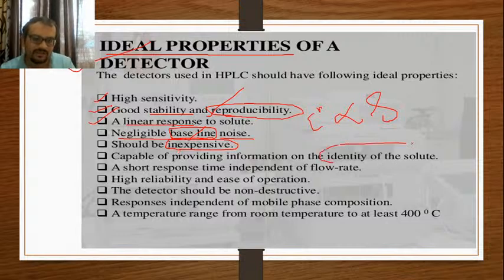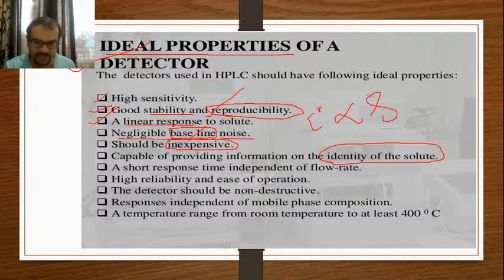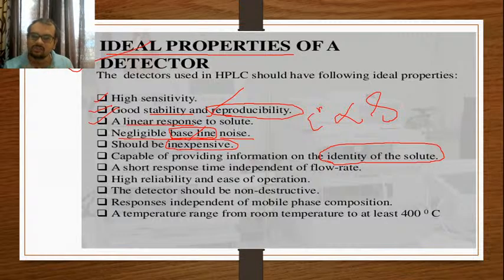This is the basis of your qualitative analysis, because the major reason for HPLC detection is that it goes for micron level separation, and if the unknown compound has been separated into micron or nano level, it needs to provide identity by the detector system. A short response time independent of the flow rate. It should provide a short response time.